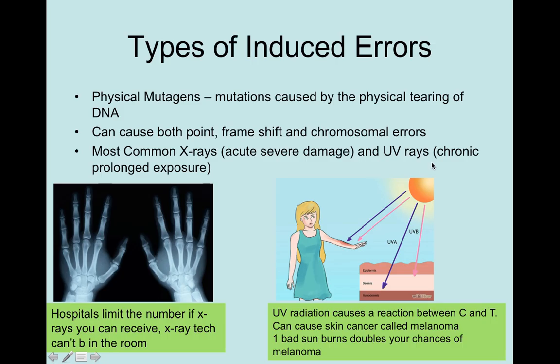Okay. And then same with the sun. Chronic exposure to the sun, UV comes in, goes inside your skin and basically causes a reaction mostly between C and T, and can cause melanoma.